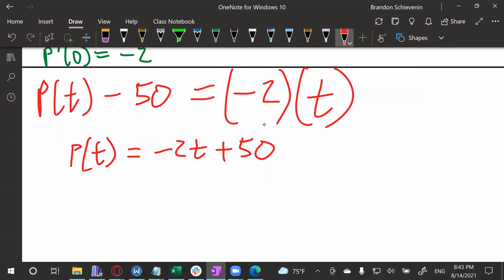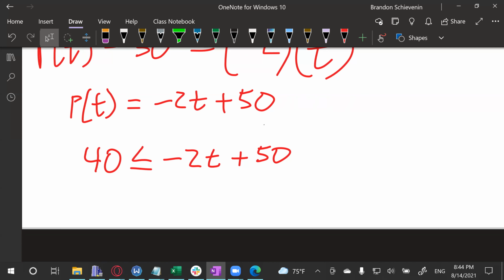Perfect. Okay, so this should tell us when our approximation is less than or equal to 40. Now I just need to solve for t. Sai, I'm gonna stick with you. What do I need to do next? Subtract 50 from both sides. Perfect. So that leaves me with -10 is less than or equal to -2t.